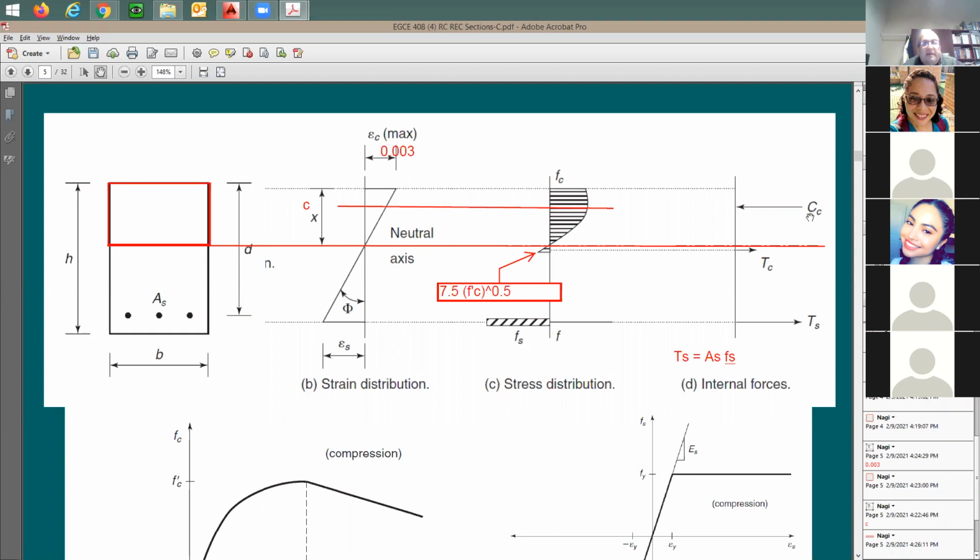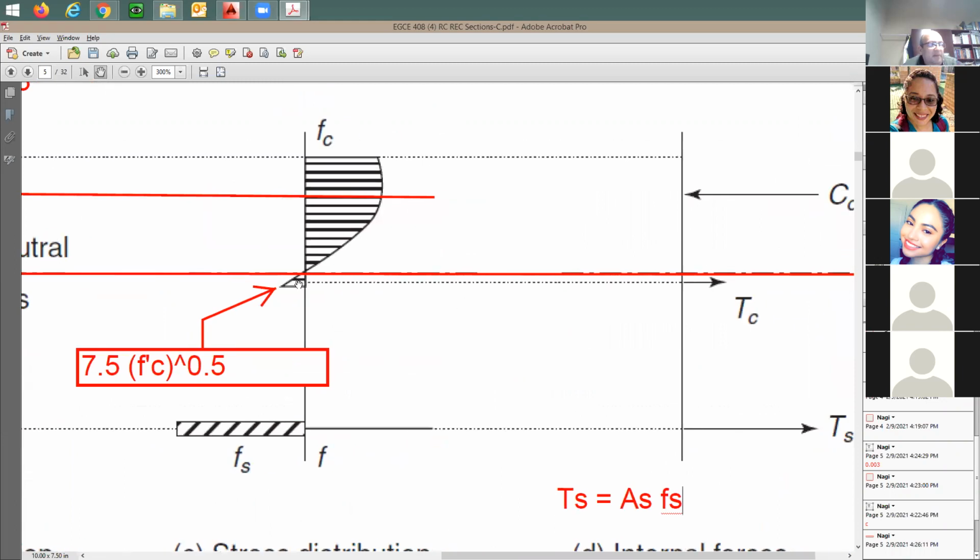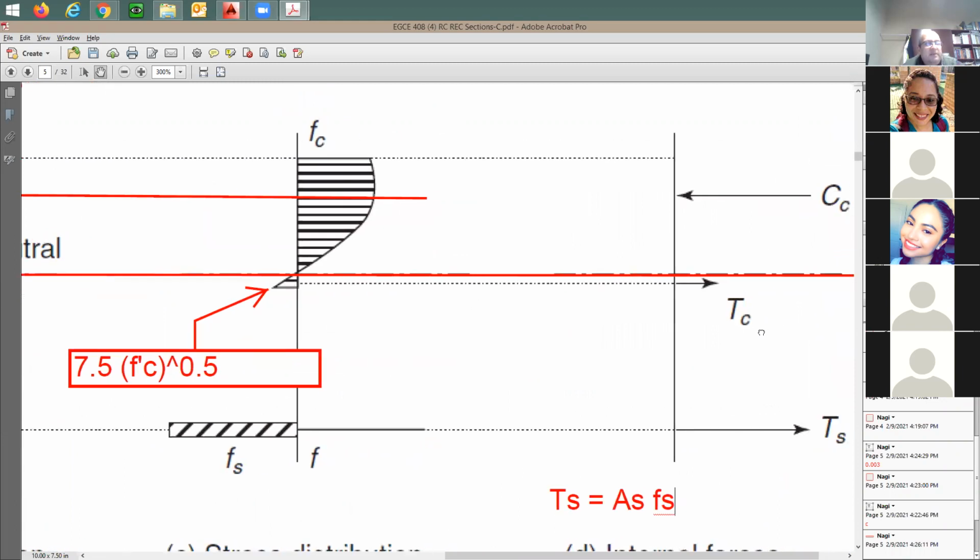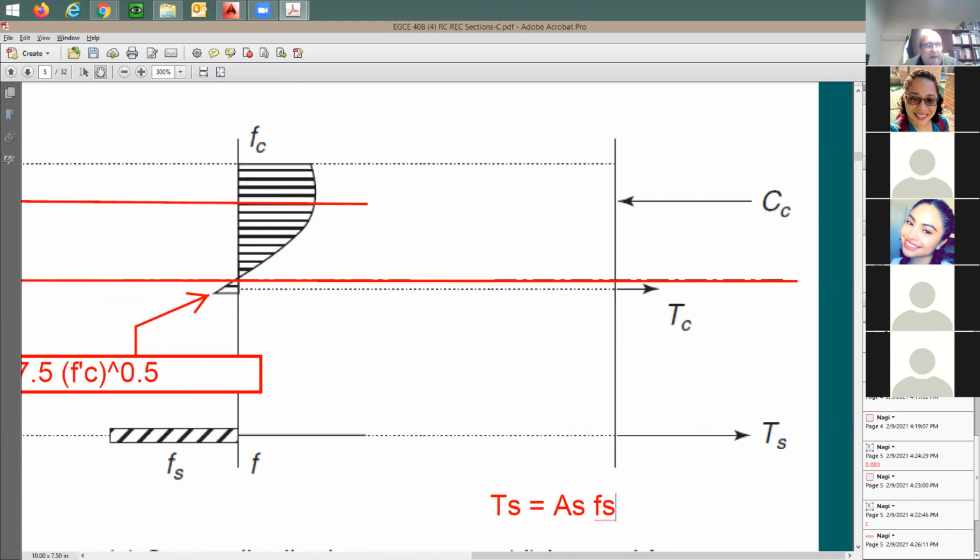So you should understand that I'm going to have compression and tension. But look at this, you have a little bit of tension in the concrete. This is why we call it here tension in the concrete. I guess someone here can simply say that Cc equals Tc plus Ts. What does that mean? It means that this section is in equilibrium. Equilibrium means the total compression force is going to be equal to the total tension force. Here's the tension force, and here's the compression force on the section.